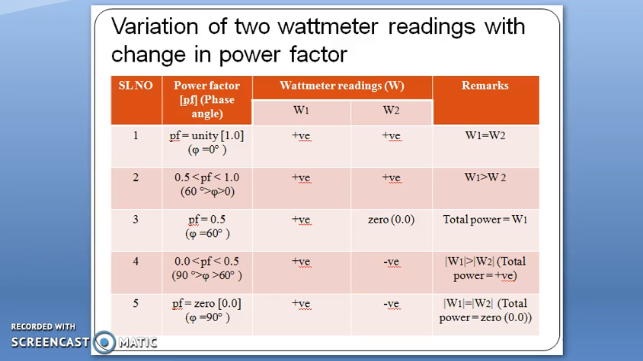And if the power factor is 0, then the wattmeter 1 reading will be positive and the wattmeter 2 reading will be negative, and the magnitudes of both wattmeters will be equal, and the total power will be 0.